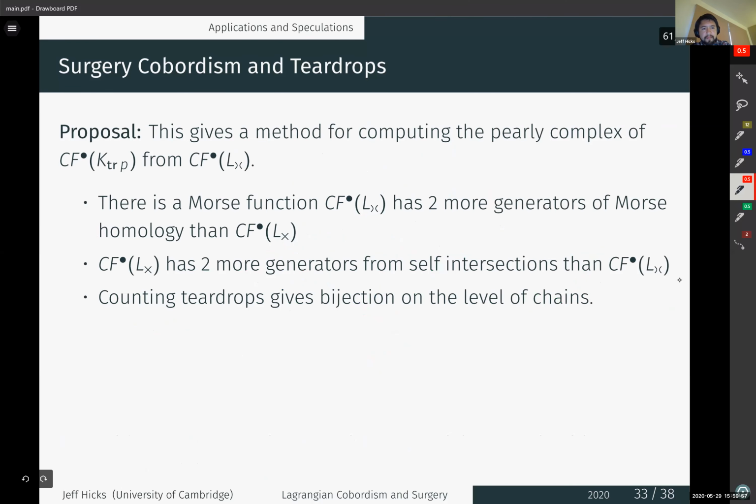Now, a kind of speculative proposal would be that this would give you a method for computing the Floer complex of the trace cobordism from the left end. So the Morse function of the left end will have two more generators than the Morse homology of the right end, but the right end will have two more generators from self-intersections in the left end. And counting teardrops would give a bijection on the level of chains.